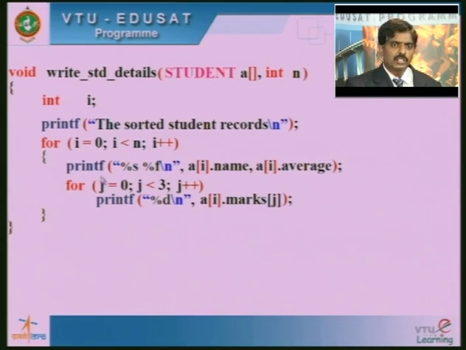So what is the mistake here? I have not declared the variable j. Here you should write int i comma j. That's all, our job is over.